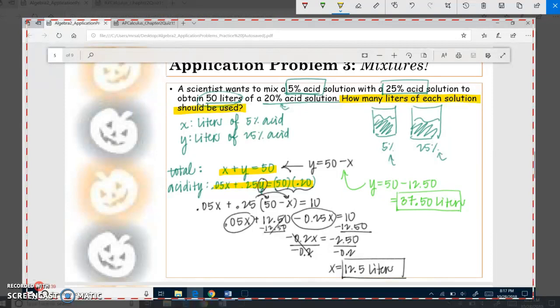I think that these kinds of problems can come across as tricky because unless you're working in a chemistry lab, you're not thinking about mixing together acids on a daily basis. So what we really just want to focus on is there's 2 unknowns. We need 2 equations. One equation always comes from a total, and then the other equation relates to money or percentage or some kind of financial amount.